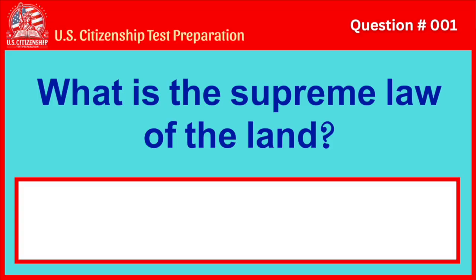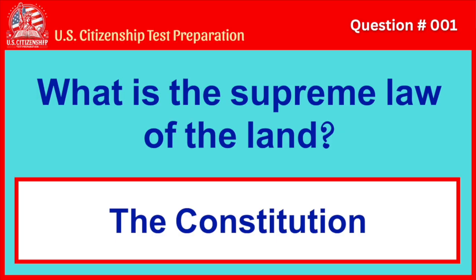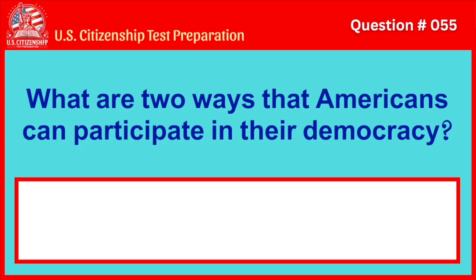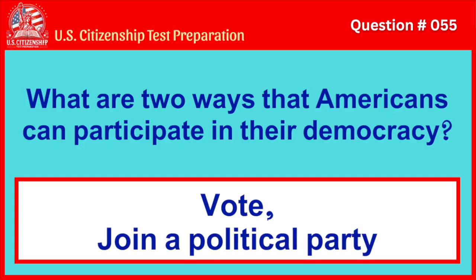What is the supreme law of the land? The Constitution. What are two ways that Americans can participate in their democracy? Vote. Join a political party.